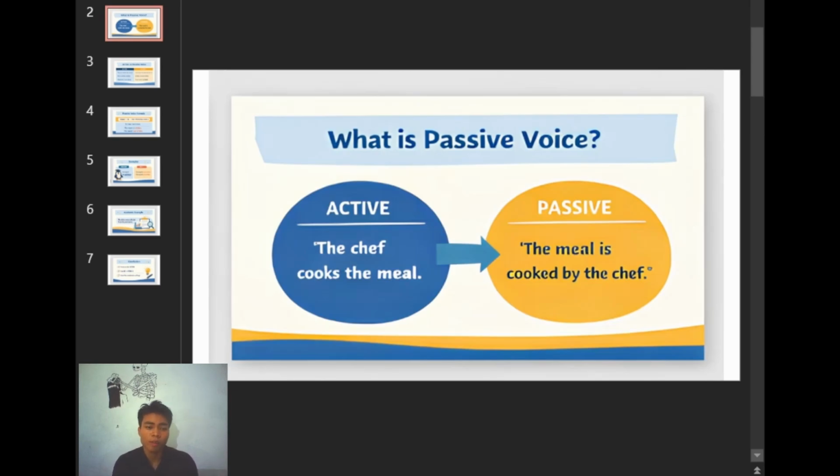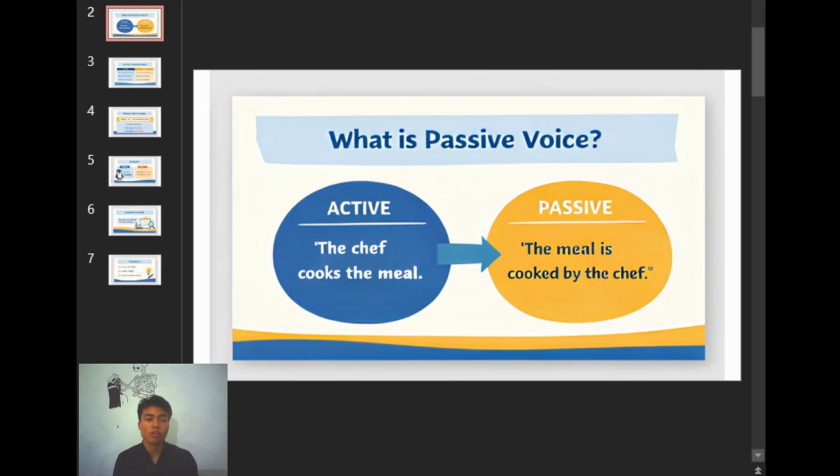What is a passive voice? So, what is a passive voice? A passive voice is focused on the action, not on the person who does the action. Now look at this example. The chef cooks the meal. In passive voice, the meal is cooked by the chef. In a passive voice, we focus on the meal, not on the chef. Okay?